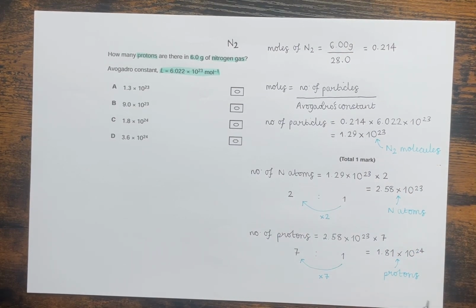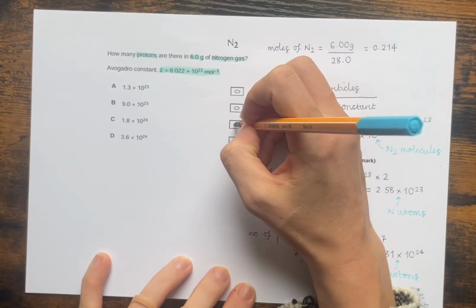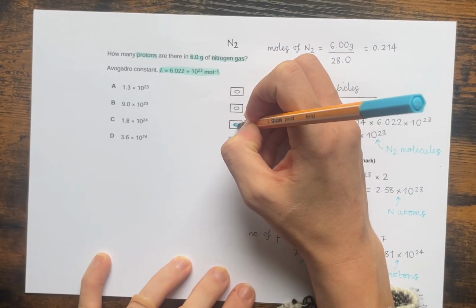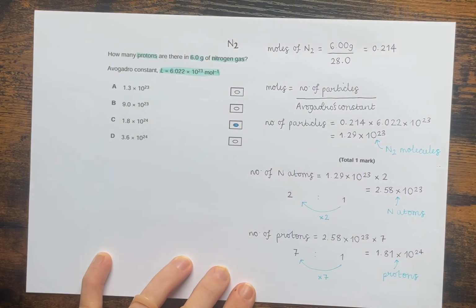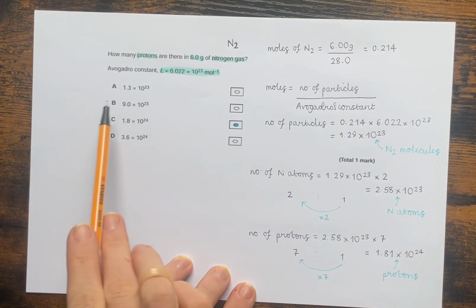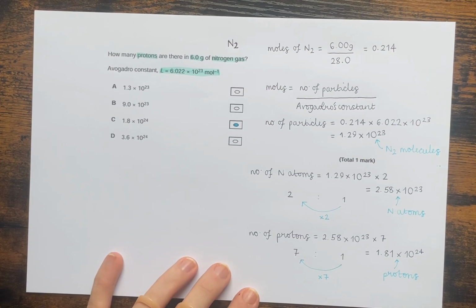Now, thankfully, that is one of our options. And I've gone for 3 significant figures. They've gone with 2, which is fine, because my answer, if I was to give it to 2 significant figures, would be 1.8 times 10 to the power of 24. So my answer here is C. As I said before, try not to check the answers too soon, because otherwise you probably would have put A.